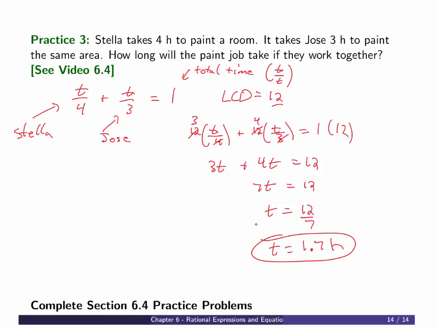Okay? There are no restrictions in this question. No non-permissible values. Okay? So, that's it. That is chapter 6. So, once you're comfortable with all this stuff, take a look at the practice problems.